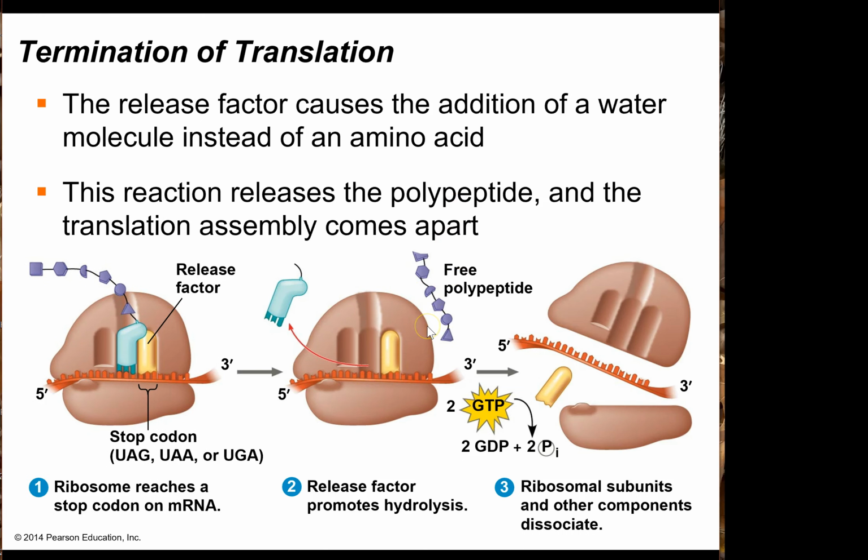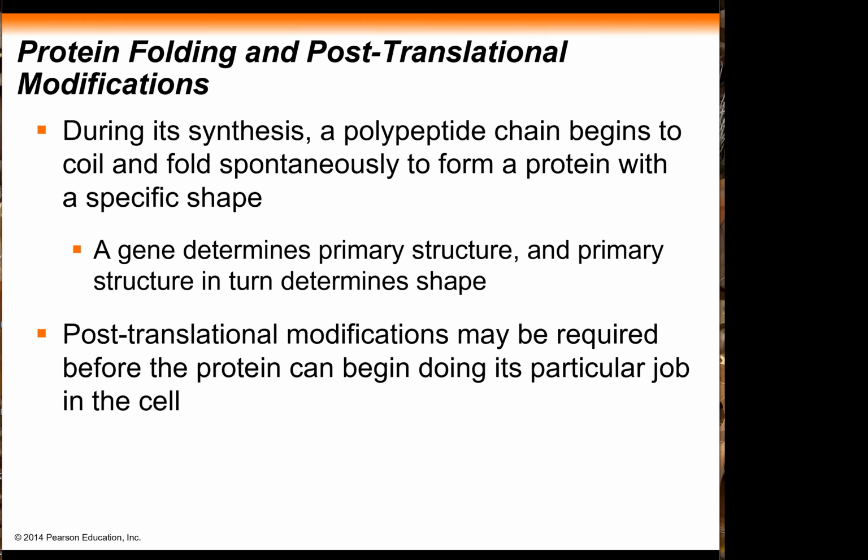So the polypeptide is now free, can go on to fold and become a functional protein, and the tRNA is released there from the P site. Once that happens, along with a little bit of energy required here, the rest of the ribosome falls apart, releases the release factor, releases the mRNA, and then the mRNA either might get degraded or it might get picked up by another small subunit of the same or a different ribosome, and the whole process can continue all over again.